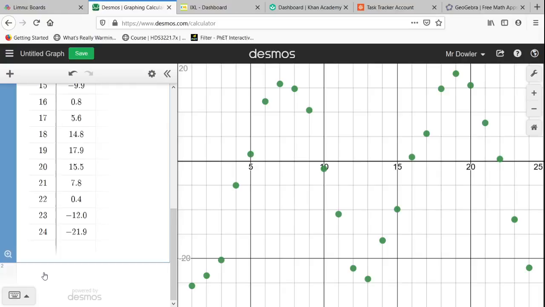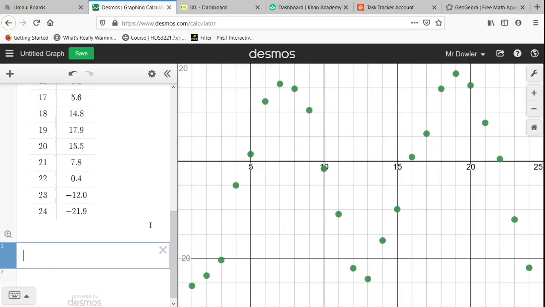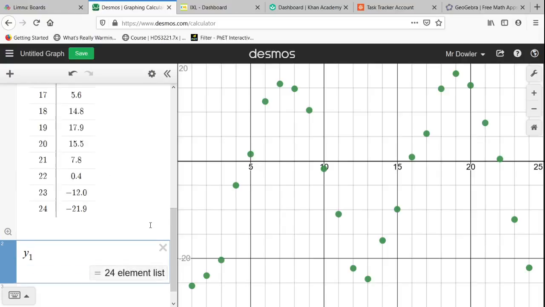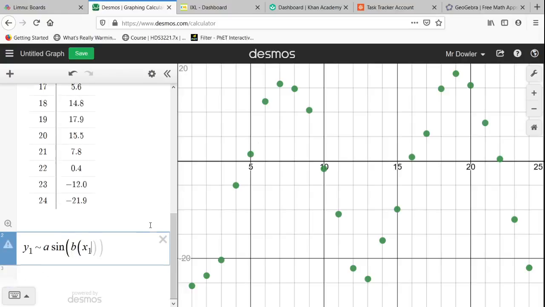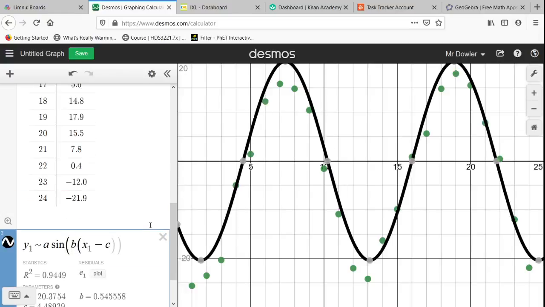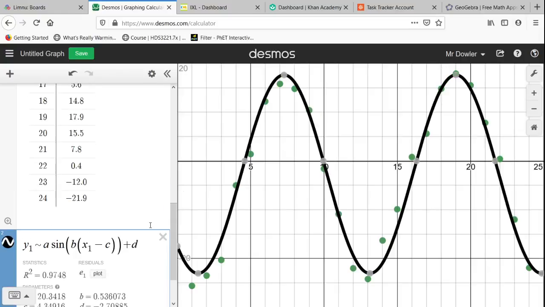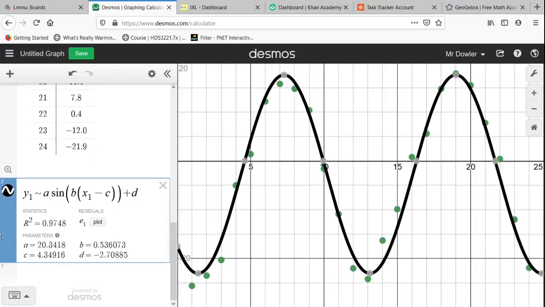Now we want to find the equation of a sinusoidal regression function that models the average temperatures. So use y1. The tilde means we are regressing the data: a sine(b x1 minus c) plus d. Now that we have all the variables, Desmos has regressed the data, and we found these are our values.